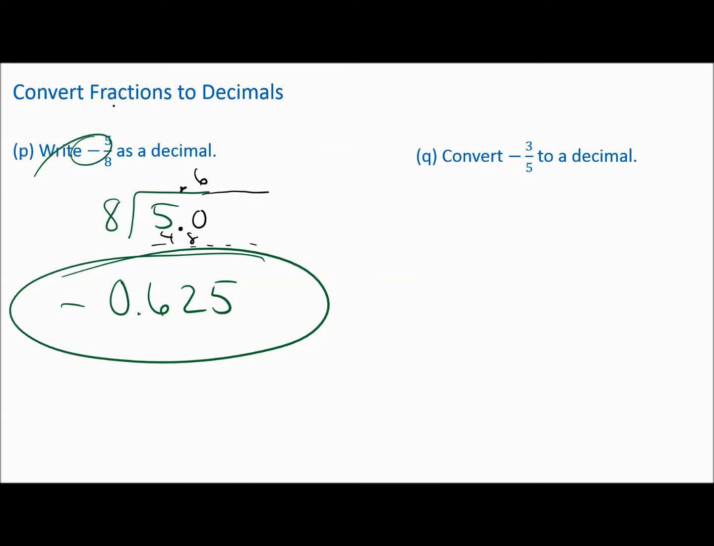Now, here's where people go wrong. They do 8 divided by 5. You don't do that. It's always the numerator. Write this down big. Numerator divided by denominator.